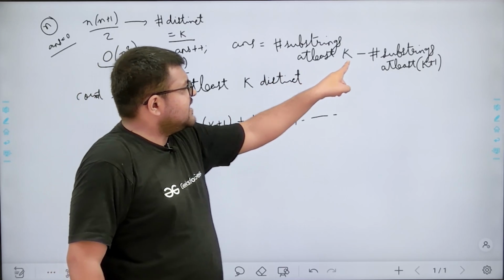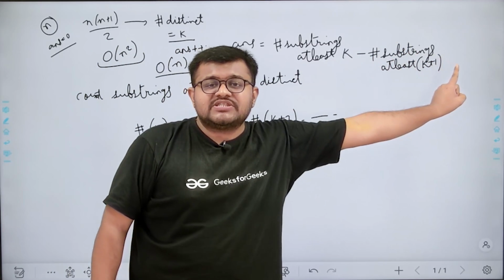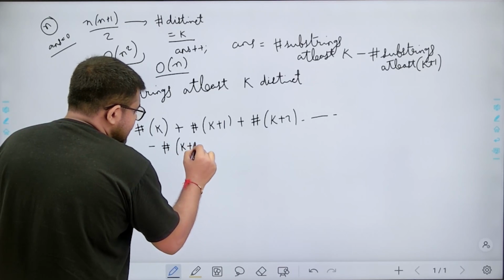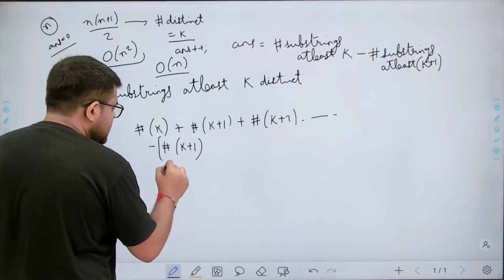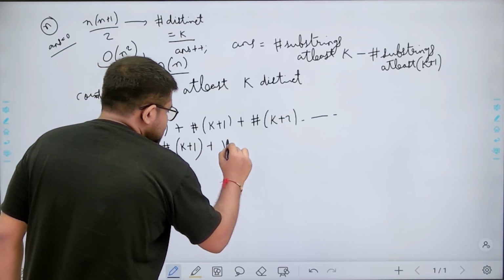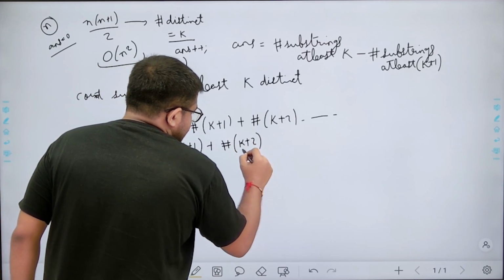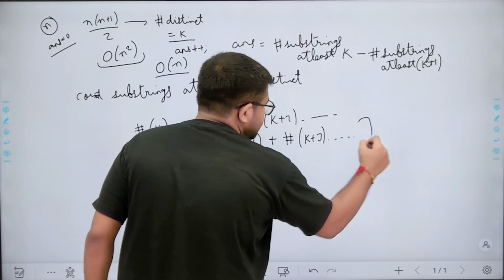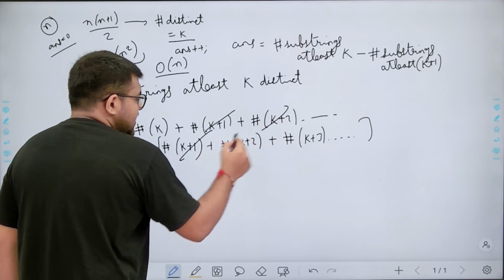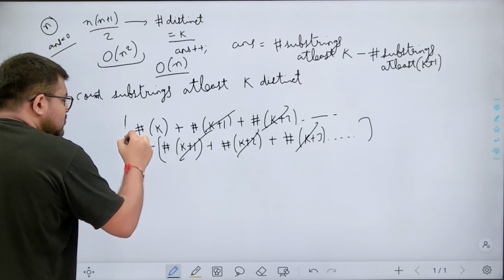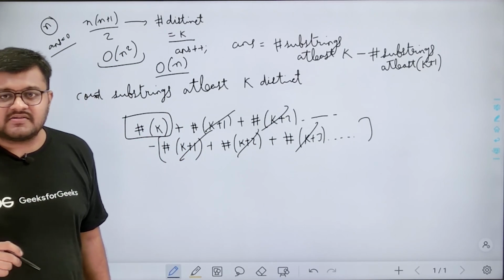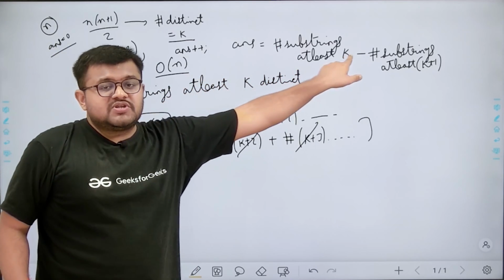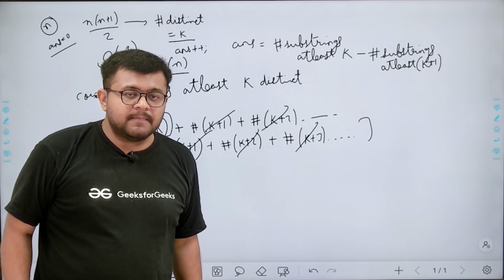If from this I subtract the number of substrings having at least k plus 1 distinct characters, so what would it be? The count with k plus 1 distinct characters plus k plus 2 distinct characters plus k plus 3 distinct characters, and so on. So basically this whole part will get cancelled, and I'll get the count of substrings with exactly k distinct characters. I'll get my answer. So now we need to look at how we can count the number of substrings with at least k distinct characters.